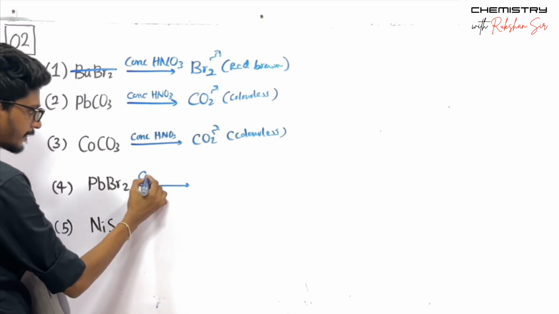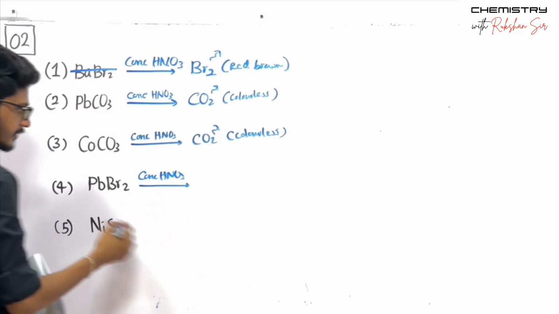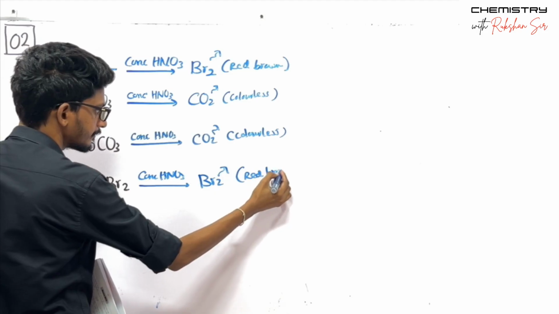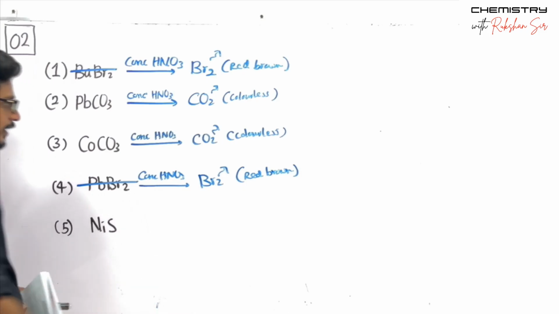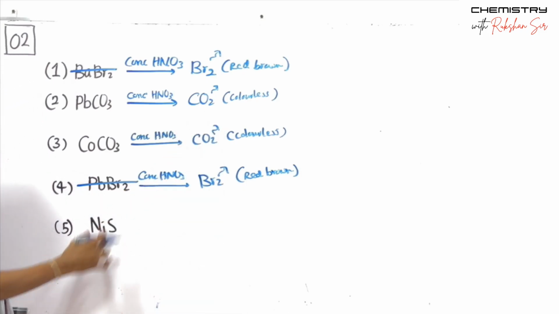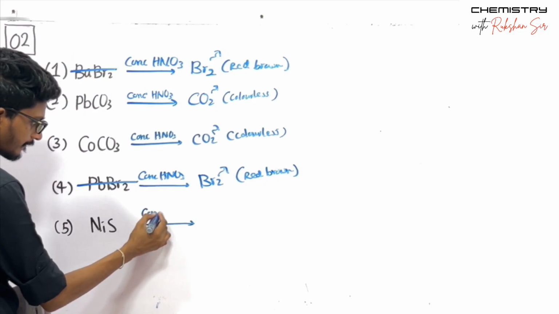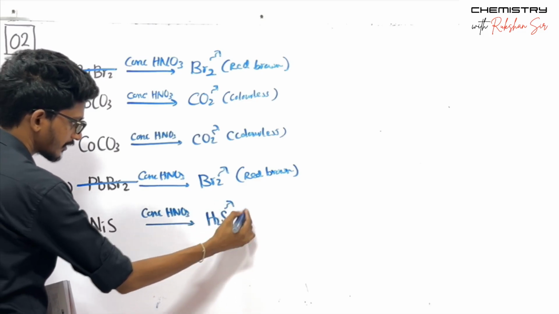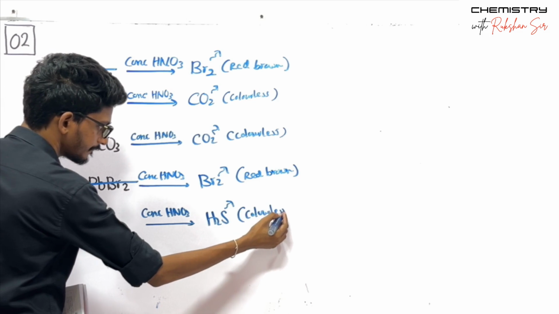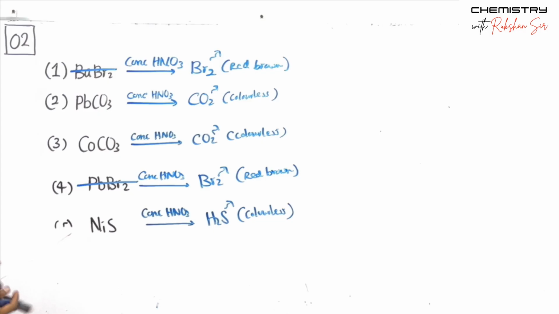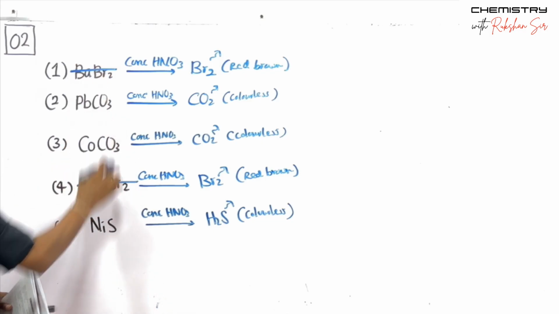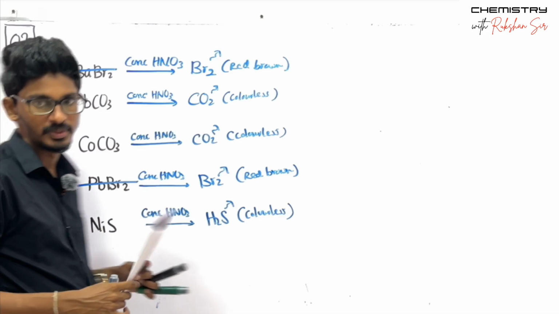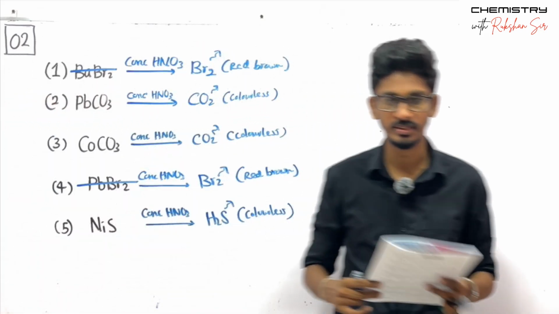PbBr2 with conc HNO3 you release the Br2 gas, which is red brown. So that is out. We are looking for some kind of colorless gas liberation. So nickel sulfide with conc HNO3 releases the H2S gas, which is also colorless. Right? So with conc acid, these guys are not releasing colorless gases, so those are out. So out of 2, 3, or 5, you have to come up with the answer. Yeah, eliminating the impossible, right?